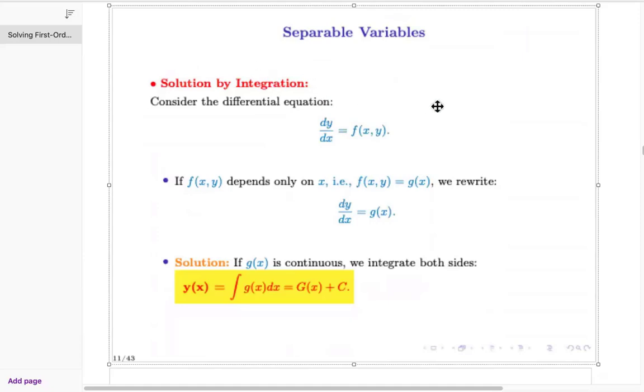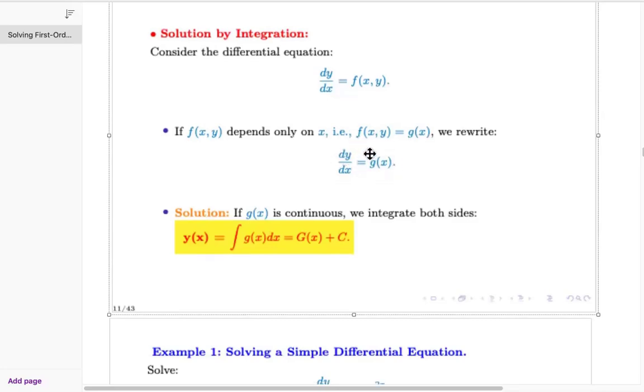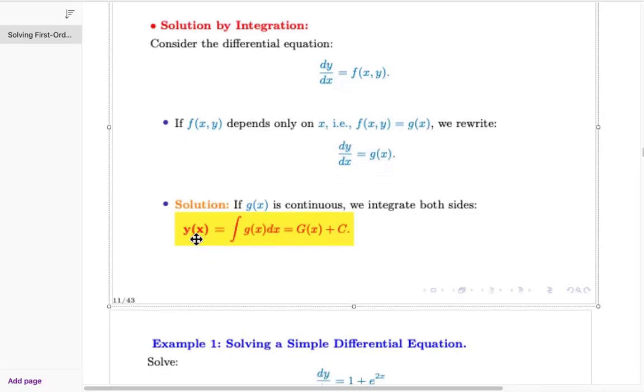Now let's discuss the method of separable variables, which is one of the easiest ways to solve differential equations. Start with the general form. A separable differential equation is an equation that can be rewritten so that all terms involving y are on one side and all terms involving x are on the other. In particular, if f of x, y depends only on x, meaning f of x, y equals g of x, then the equation simplifies to the following form. We can integrate both sides to find the solution. y equals the following integral of g with respect to x.